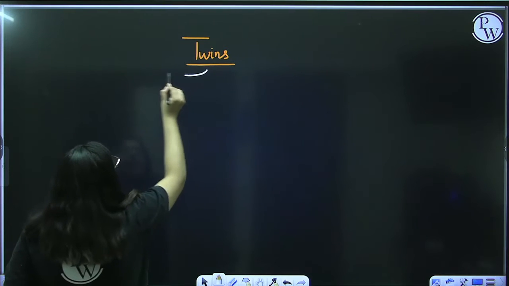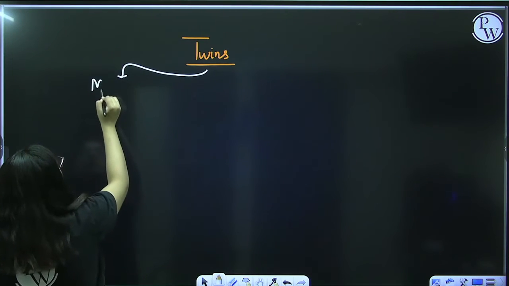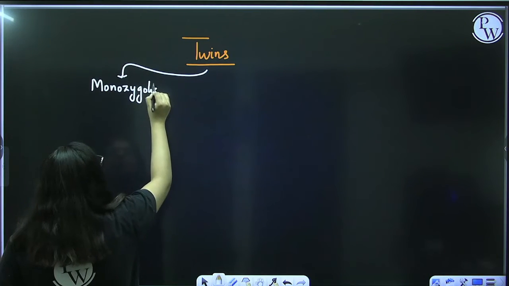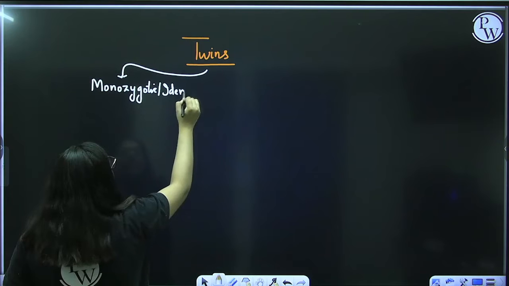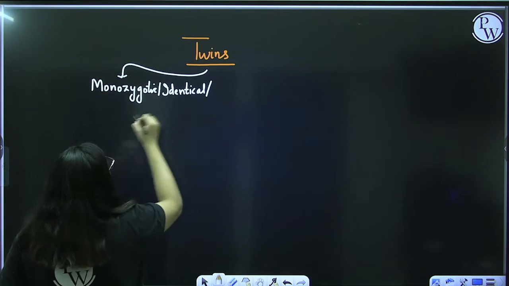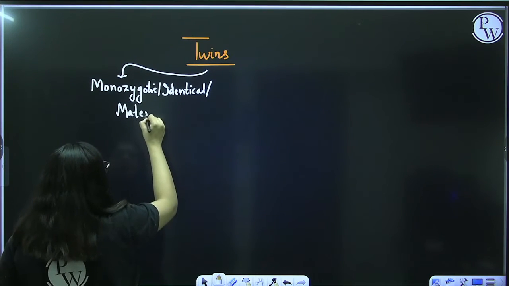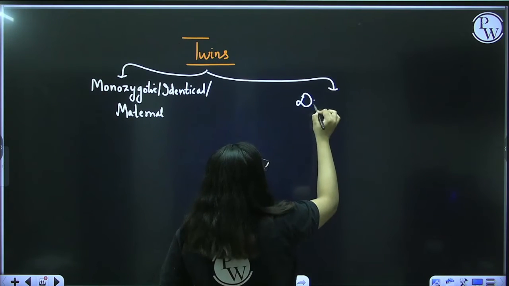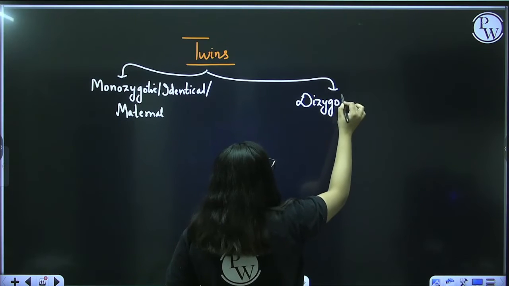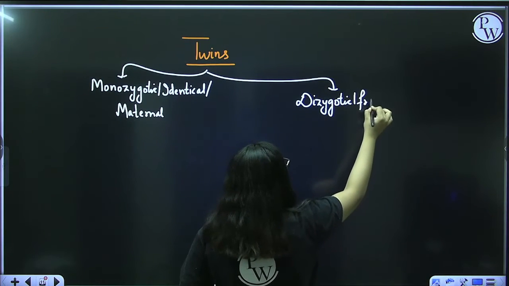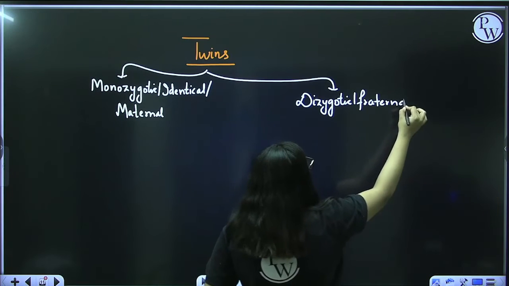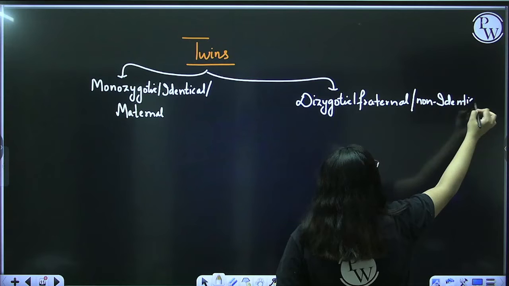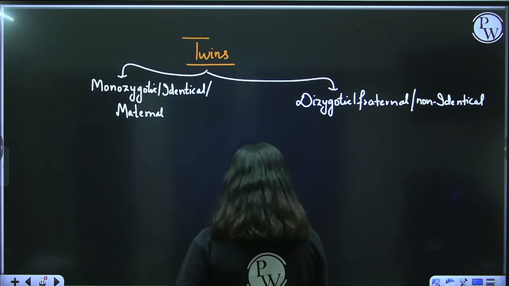So twins are of two kinds first of all. One are monozygotic, also known as identical or maternal twins. Second are dizygotic, fraternal or non-identical. So you must have seen some twins which are exactly of like same face, everything is same.